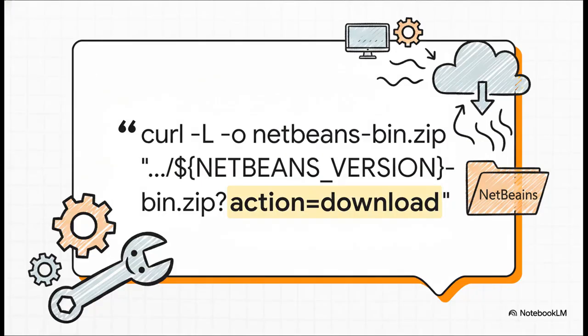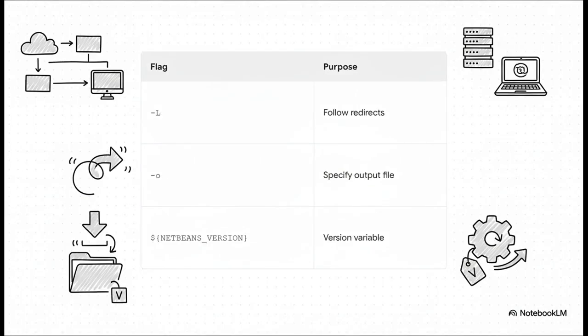So curl is basically the Swiss Army knife for grabbing data from the command line. This line is our digital courier, really. We're pointing it at the Apache servers and just saying, hey, go fetch the specific version of the NetBeans zip file that we need.